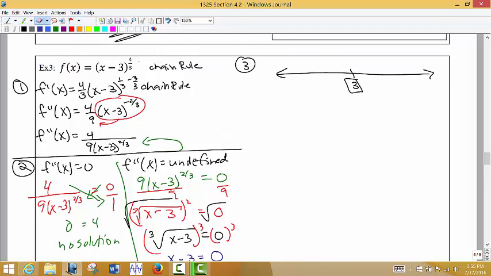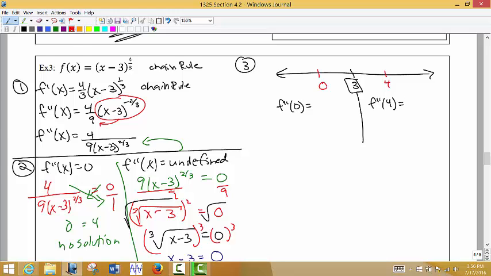Alright, I'm going to erase a little bit here so when we look back we don't have the subtractions. Alright. So there we go. So what are we doing? We're going to choose a test value to the left and to the right. Test value to the left, the easiest one would be 0, and I think the easiest one to the right would be 4. Alright, so we're going to plug into the second derivative for each of these.